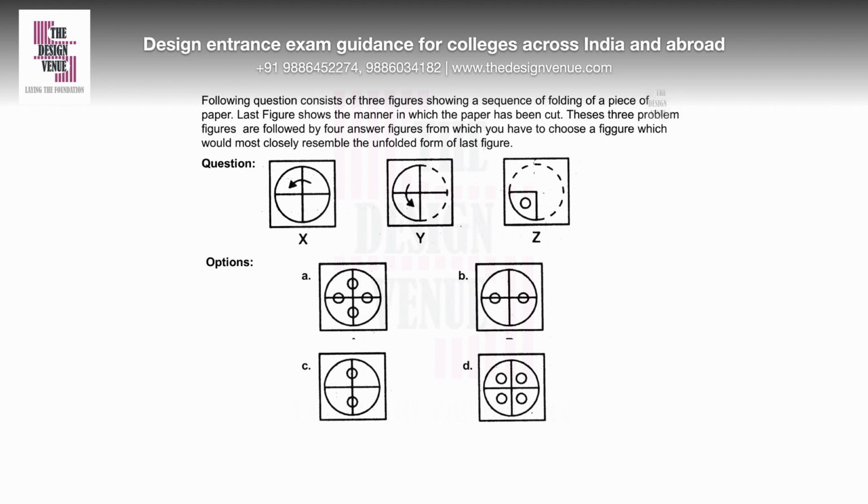Here, you have to backtrack from the final step Z. That is, you have to go in the order Z, Y, X to get the answer figure, which is option D.